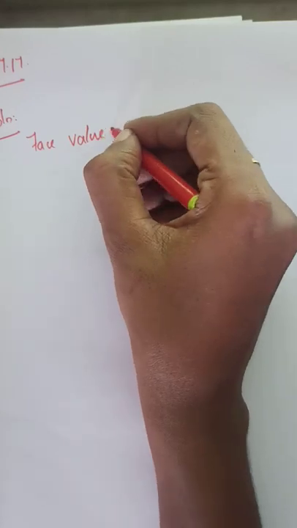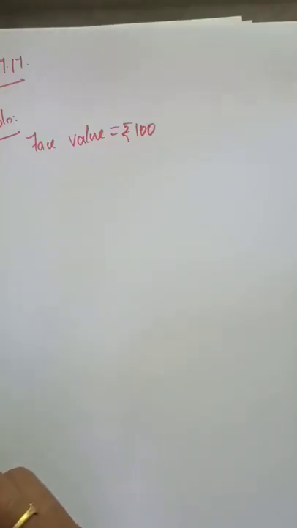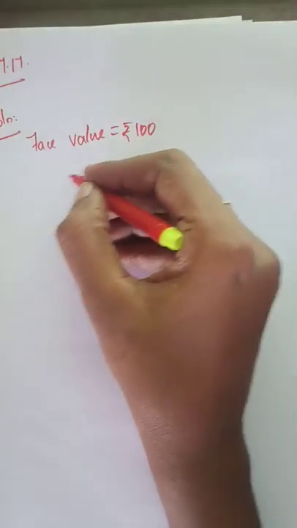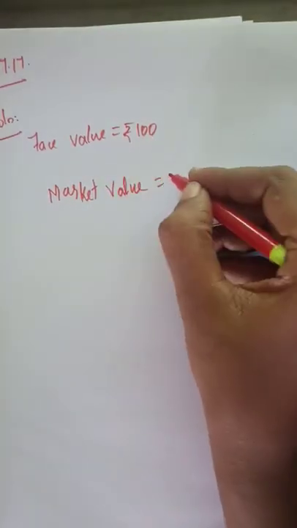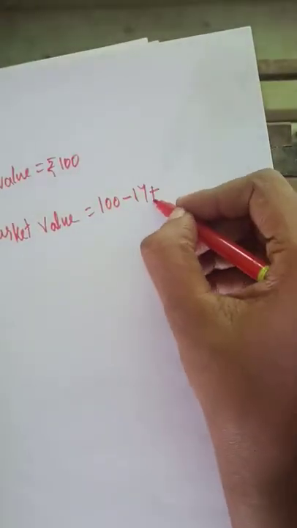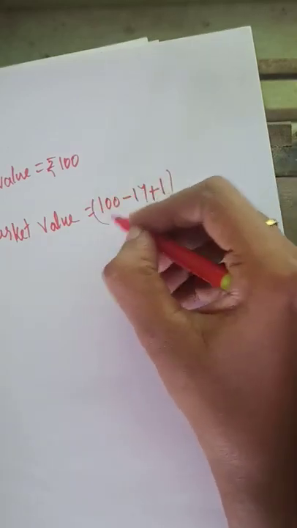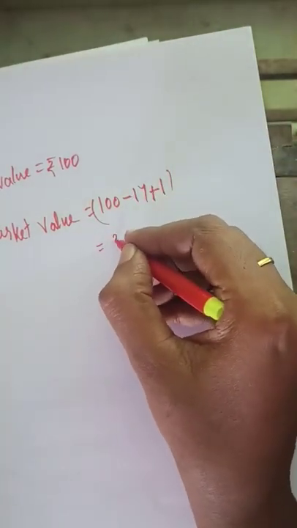Face value is equal to rupees 100. It's given. The next, market value. So how will you find the market value? Market value means 100 minus discount plus brokerage. If you need market value, it will be 100, correct? That's the face value. How much is the discount, we need to subtract, that is 17. How much is the brokerage, you need to add. Understand? So if you simplify this, you will get rupees 84.